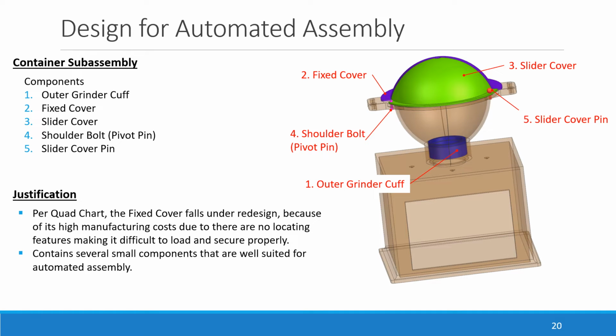For our design for automated assembly analysis, we selected the container subassembly, which is composed of the outer grinder cuff, fixed cover, slider cover, shoulder bolt pivot pin, and slider cover pin. Our quad chart identified the fixed cover as a component well suited for redesign because it has a high manufacturing cost. This component has no locating features, increasing the difficulty to align and secure the component properly. Also, this subassembly contains several small components that work well for an automated assembly process.